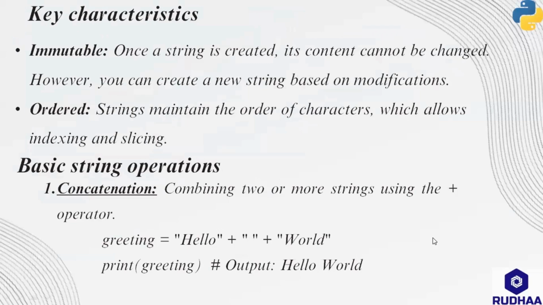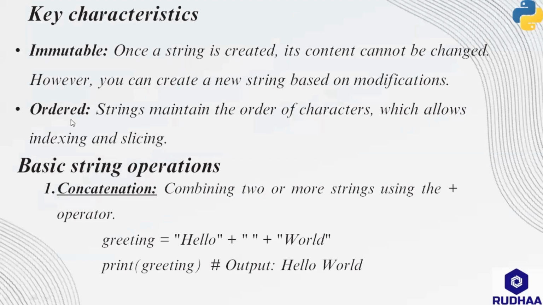The key characteristics of strings: first, strings are immutable. Immutable means once created they cannot be modified. We have already seen an example of immutability with tuples. Similarly, strings are also immutable. However, you can create a new string based on modification. If you want to modify, you have to create a new string. The already created old string cannot be updated or modified since it is immutable. You have to create a new string with the modification or updation.